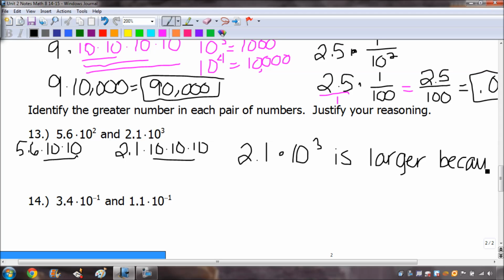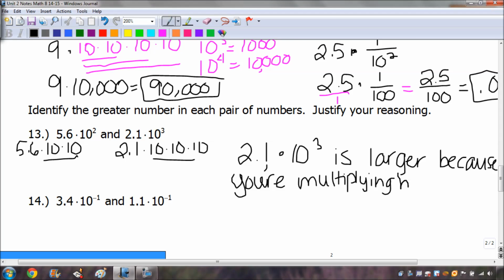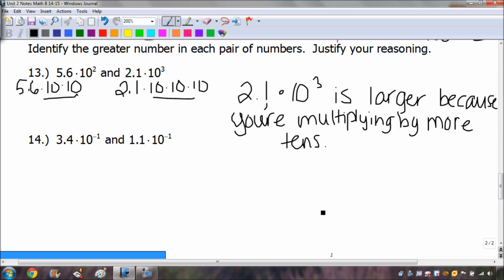So we would say 2.1 times 10 to the third power is larger because you're multiplying by more tens. Okay, so now let's look at question number 14. Number 14 says 3.4 times 10 to the negative first power, which means you're going to multiply by 1/10, right? Because you got to do the reciprocal, 1 over 10 to the first power. And then this number right here is 1.1 times 1 over 10 to the first power, okay?